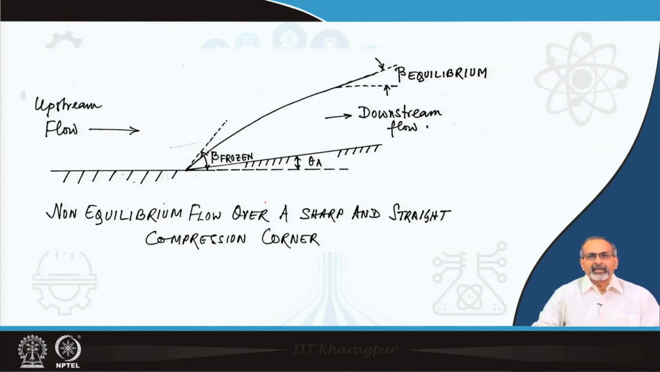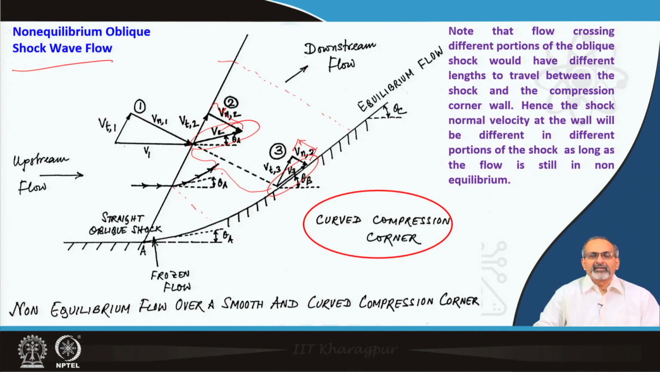If you were not tilting the surface and making it curved, but just leaving it as a straight compression corner, then a surprising result will be that there will be an attached oblique shock, but that oblique shock will no longer be straight. So, non-equilibrium flow over a sharp and straight compression corner produces this surprising result. It is complementary to the surprise that we already saw over here, that across a curved compression corner there is a straight oblique shock.